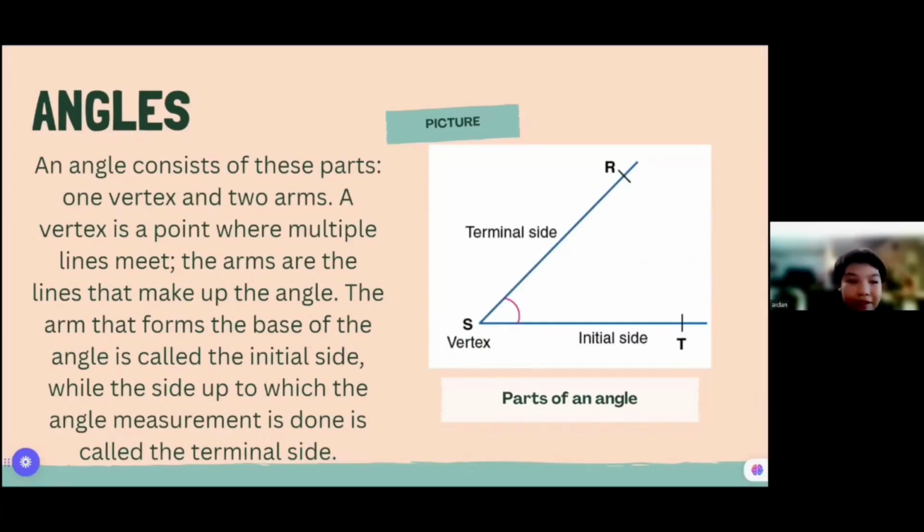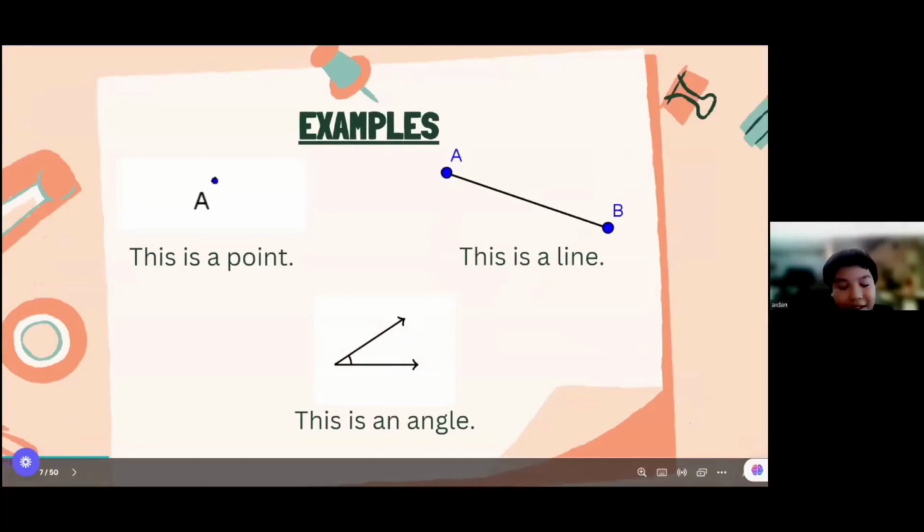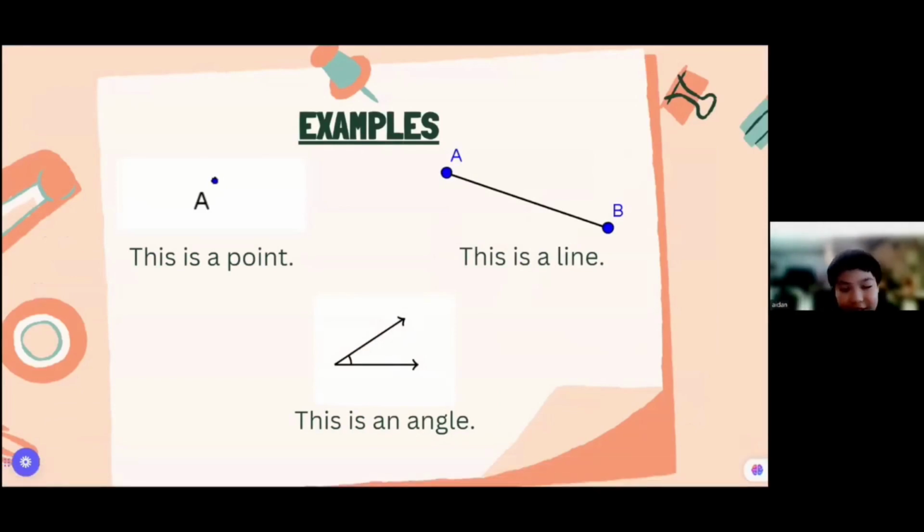Angles consist of these parts, a vertex and two arms. I told you earlier that the vertex is like a corner, like point S, and then there's two lines, which is the line SR and the line ST, which make up the angle. The lines are called arms, and the arm that forms the base of the angle is called the initial side, and the one that the angle is measured up to is the terminal side. There's some examples here. The first picture is a point, the second picture is a line, and the third picture is an angle.